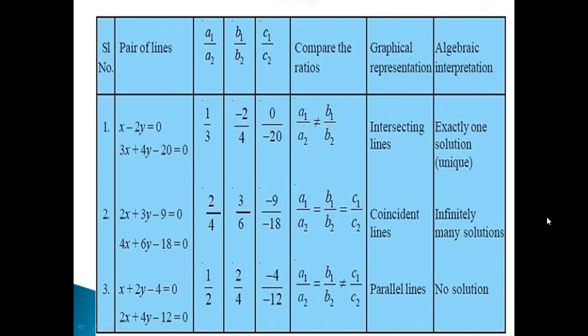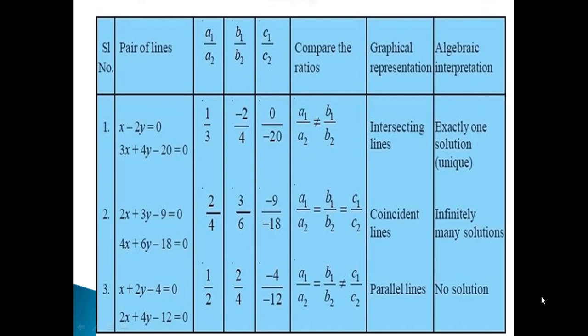This is dependent solution. Take a type of equation, write it here: consistent equations, dependent equations, inconsistent equations. Okay. Clear students? Any doubts?